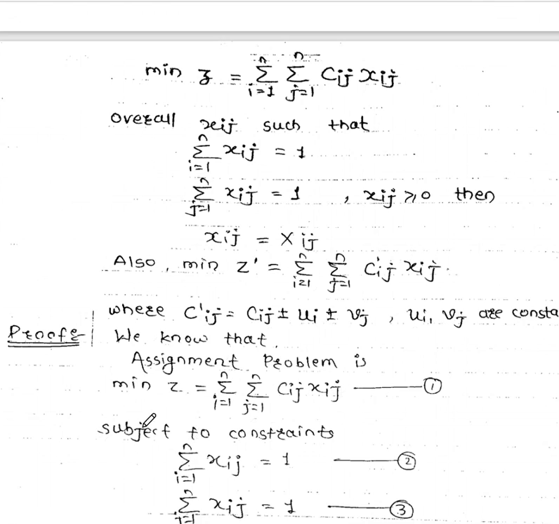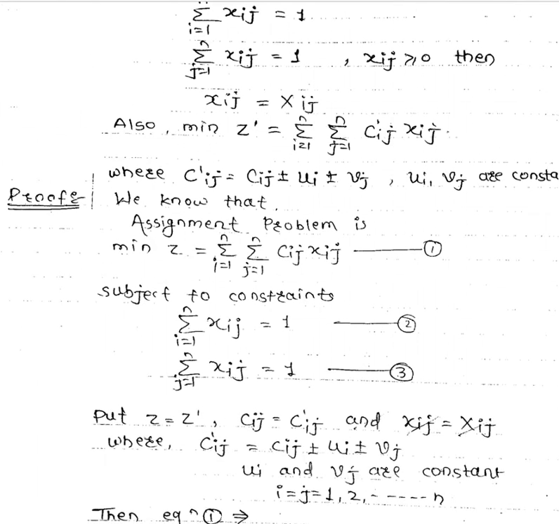To prove this theorem, we know the definition of the assignment problem. So minimum Z equal to summation i equal to 1 to n, j equal to 1 to n, Cij Xij. Let us consider this as equation number 1, subject to the constraints given by equation number 2 and equation number 3. Summation i equal to 1 to n, Xij equal to 1, this is the first constraint, and summation j equal to 1 to n, Xij equal to 1, this is the second constraint. So this is the definition of the assignment problem.